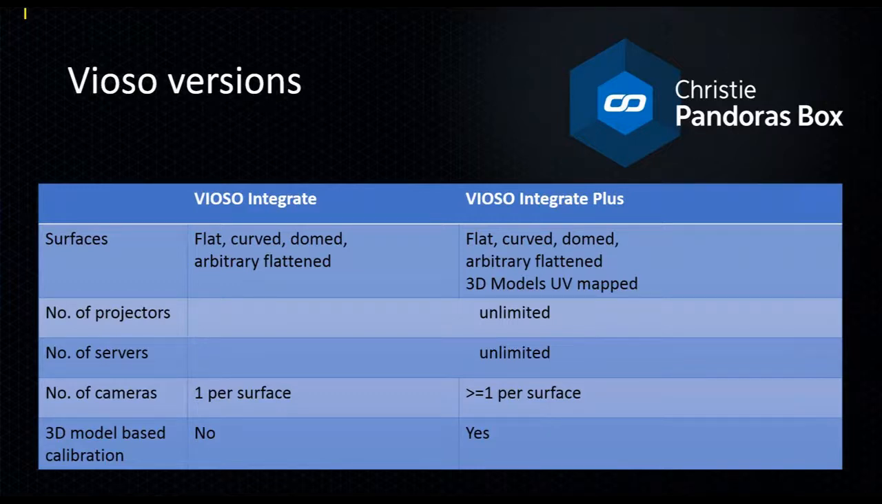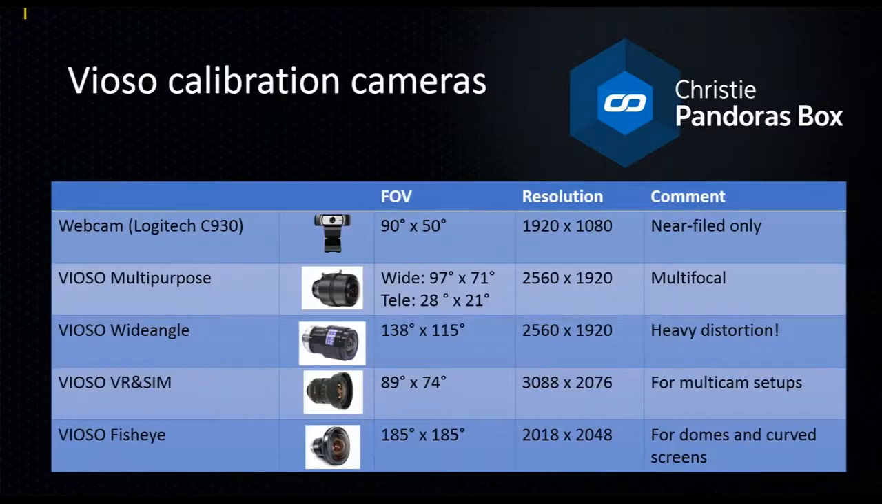And the second big difference is the number of cameras. A single camera is what Integrate does, and multiple cameras, which is a way more complex workflow, is part of Vioso Integrate Plus. Therefore, today a dome is a single camera, so even very complex setups are possible even with the standard version. The camera is a big part of the setup.